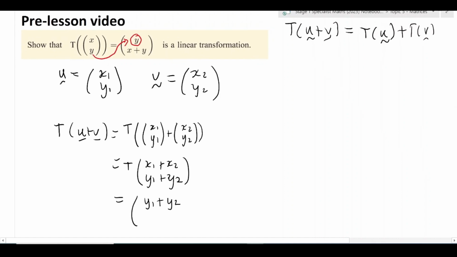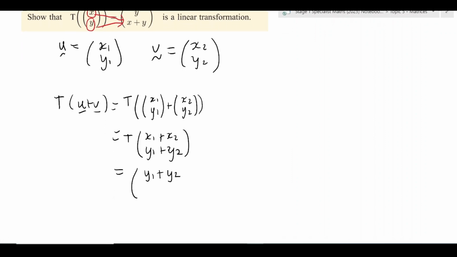Now, to get the bottom value of T, you need to take the two things that you put in, and you need to add those together to get the bottom value. So the bottom value of T is going to be the first thing, x1 plus x2, plus the bottom thing, y1 plus y2. So now what we've done is we've worked out T of u plus v. Seems very weird, but that, by definition, is what T does.